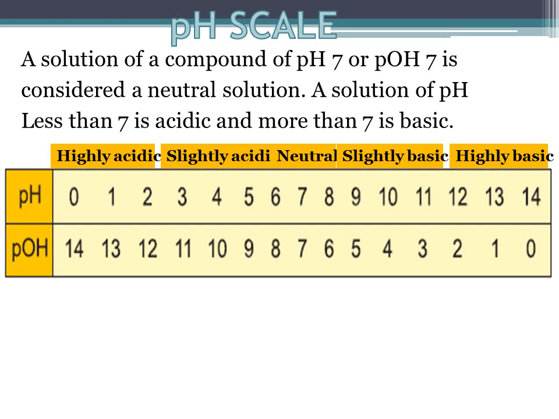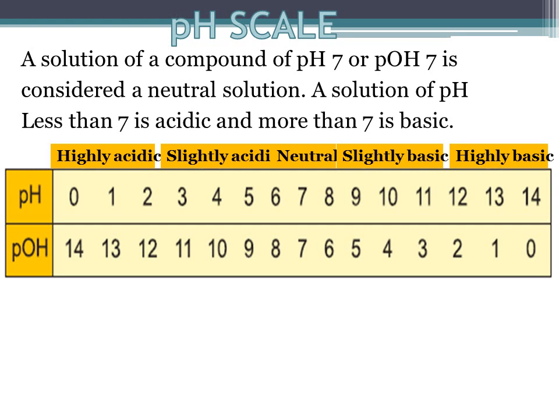So we come to the conclusion that 7 is the neutral point, and within 0 to 6 we are having the acidic range, and above 8 to 14 we are having the basic range. So 0 is highly acidic and 14 is highly basic. When we are moving from 0 towards 14, we are having the range of highly acidic, then slightly acidic, then neutral, then slightly basic, and finally it ends up at highly basic.